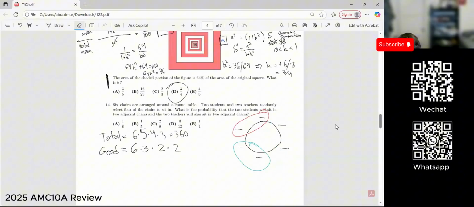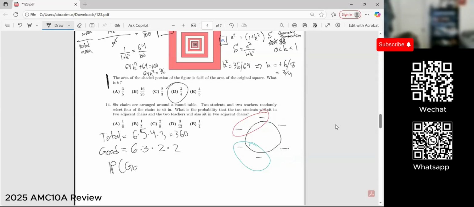Okay, so what we have for our probability is going to be 6 times 3 times 4 over 6 times 5 times 4 times 3. Cancel, cancel, cancel. So that's 1/5. That's B.